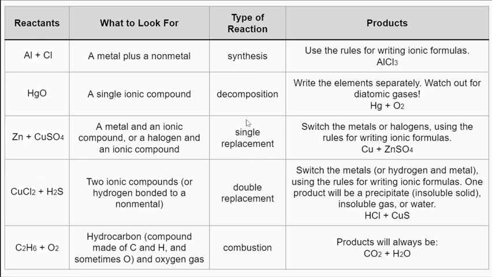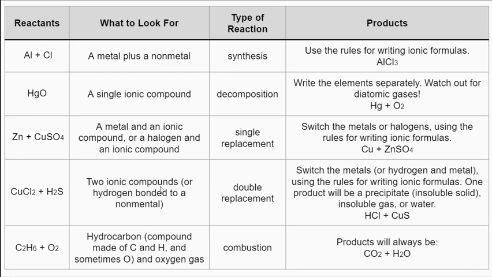So for a single replacement reaction, you're going to switch the metals or halogens, depending on what you're given, using the rules for writing ionic formulas. In this case, we have copper and zinc. They both have the same charge, and so it's a breeze to just switch them out for the formula. You don't have to do anything else.